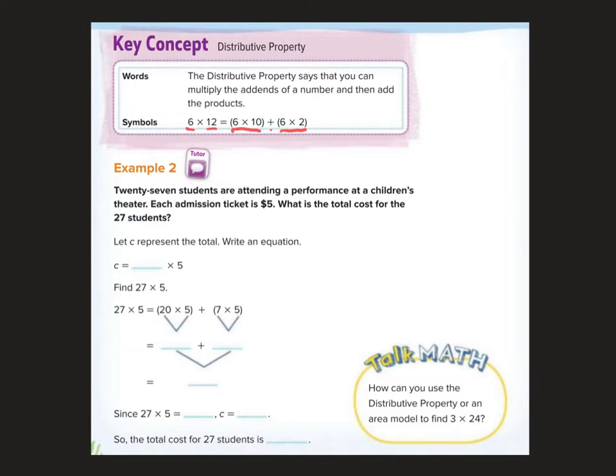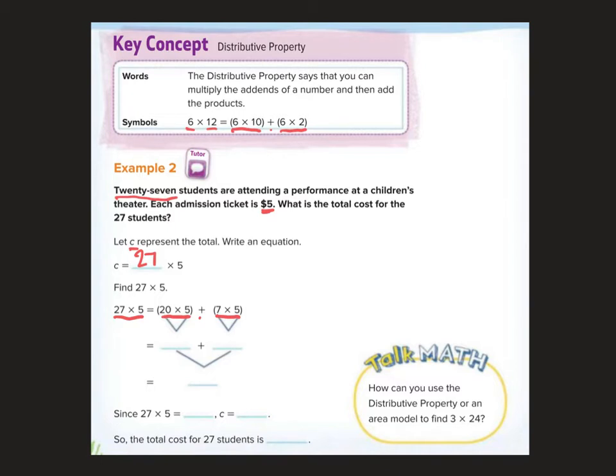27 students are attending a performance at a children's theater. Each admission ticket is $5. What is the total cost for the 27 students? Okay, so C is going to be your total cost, right? C, cost, same thing, right? So what I need to do is I need to do 27 times 5. Okay, so 27 times 5, I can break it apart into 20 times 5 plus 7 times 5.